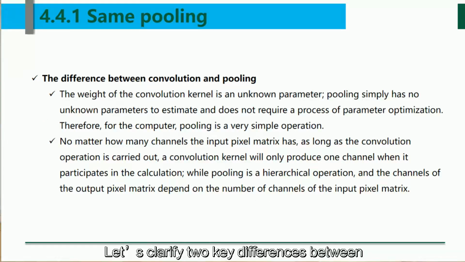Let's clarify 2 key differences between convolution and pooling. First, parameters. Convolution kernels have unknown weights that need training, while pooling has no unknown parameters, it's a fixed operation. Second, channels. One convolution kernel produces one output channel, but pooling keeps the number of output channels the same as input, since it works per channel.